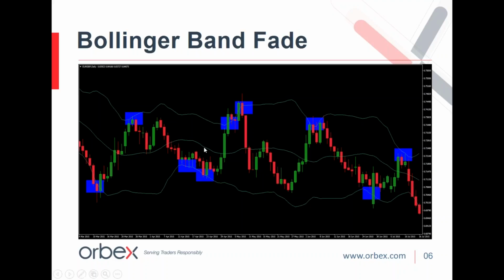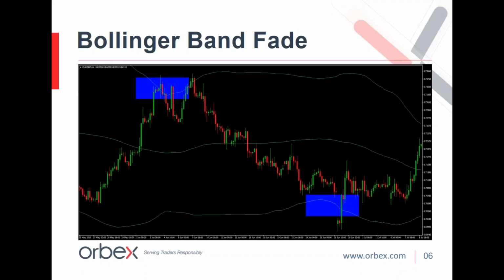Okay, so this next chart shows us the 4-hour charts, and you can see here that we have the 120 period Bollinger Band on the 4-hour charts.